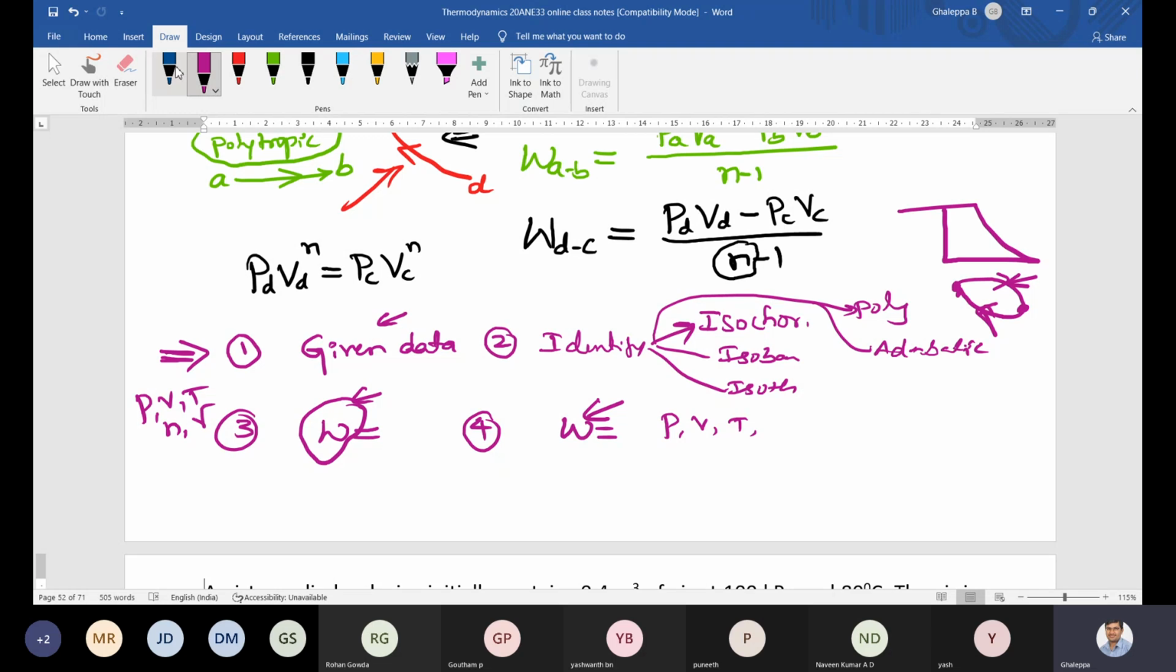So you need to remember one more simple point, which is important. If work is done on the system, you take it as, sorry, a negative value. Work is done on the system, you take a negative value. Work is done by the system, you take a positive value.